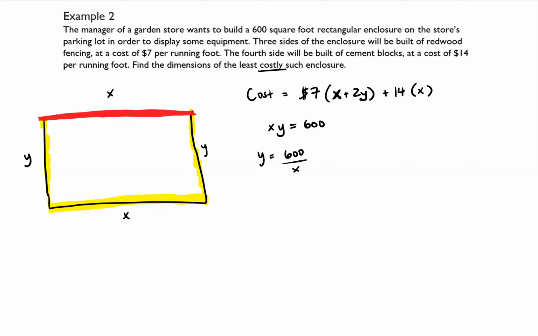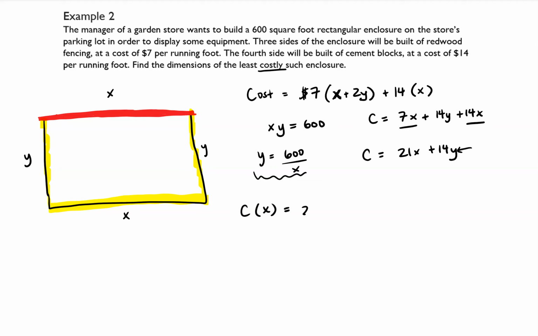Now, I'm going to rewrite the cost function a little bit. So cost is equal to, let's distribute that 7 in. So we get 7x plus 14y plus 14x. And then we have these like terms here, so I'm going to combine those. So we have c equals 21x plus 14y. And then now I can substitute in the y value that we just found into this y value there. So c of, and now our input variable is x, so I can write c of x is equal to 21x plus 14 times 600 divided by x.